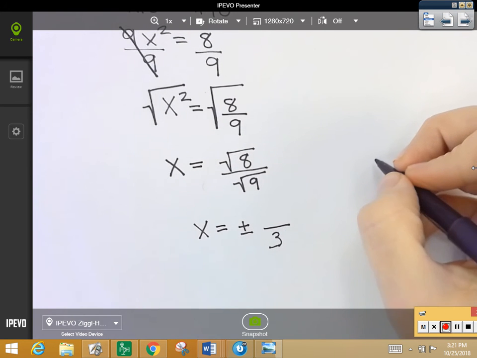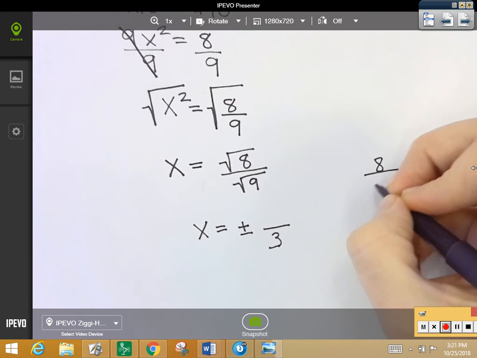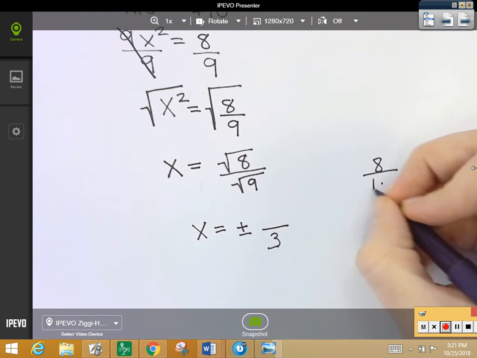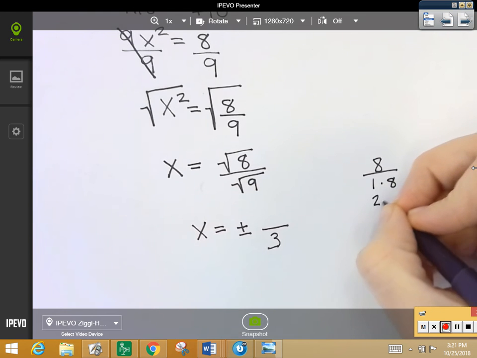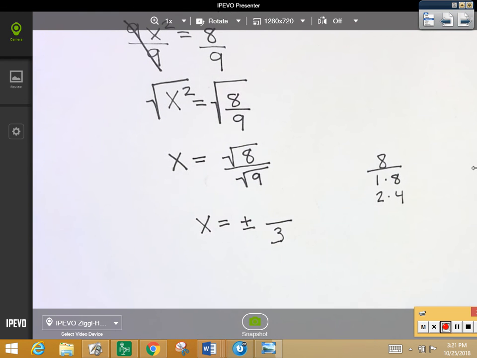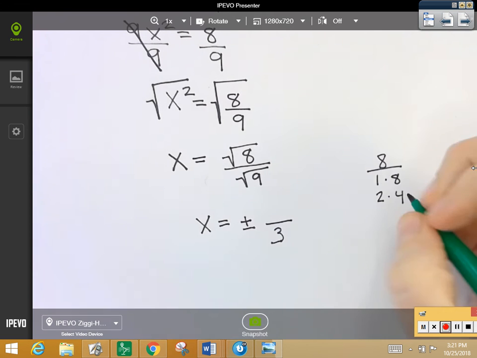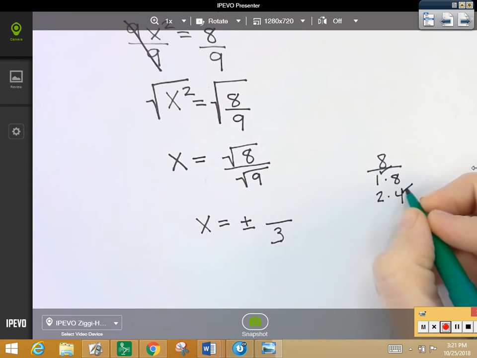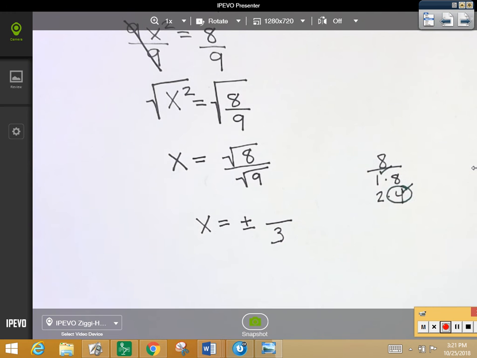Now the square root of 8 is not a perfect square, so that doesn't easily simplify, but I'm going to use the product rule and see if I can take out a perfect square to simplify it. So the factors of 8 are 1 times 8 and 2 times 4, and that's it. So the perfect squares there are both the 1 and the 4, but I always choose the biggest one to simplify. So my biggest perfect square is 4.